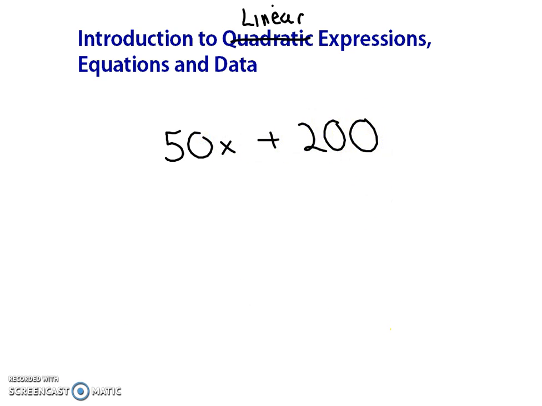Okay? And I could think of it this way. Suppose a lawyer charges you $200 for your first hour, or $200 for your visit, and then $50 an hour after that. And so, if you were going to write an expression for how much money it's going to cost you, you'd say, well, it starts at $200 right here, and then $50 an hour after that. So you could use this to calculate it. So this would be a linear expression.